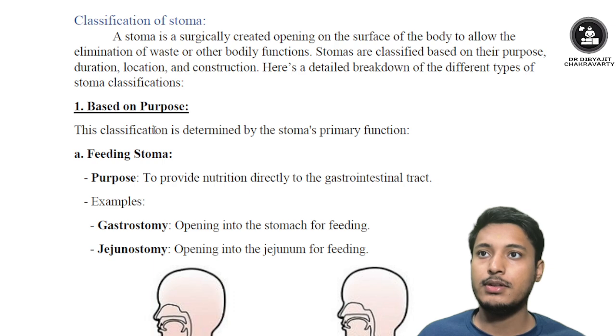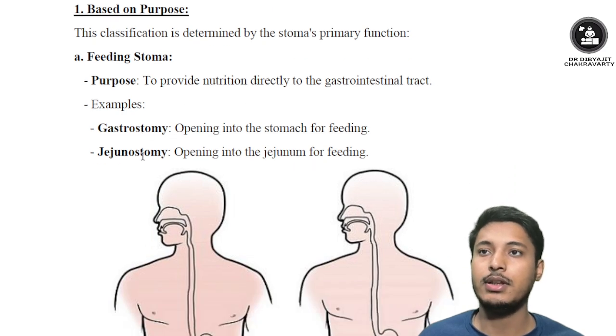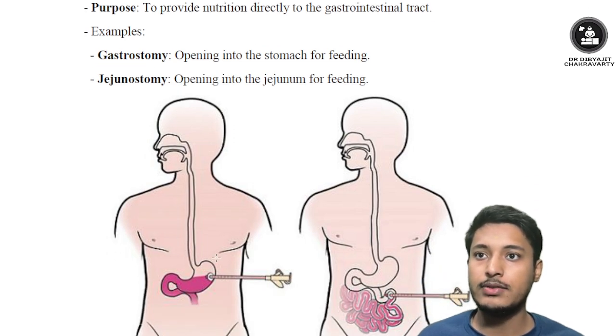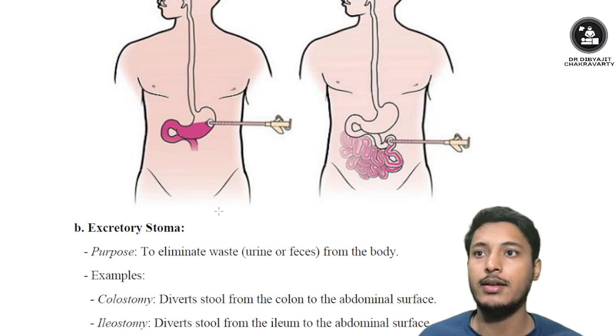Based on the purpose, this classification is determined by the stoma's primary function. Firstly, being the feeding stoma. The purpose of the stoma is to provide nutrition directly into the gastrointestinal tract. For example, gastrostomy, which is an opening into the stomach for feeding, like shown in this diagram. Jejunostomy, where the feeding tube is directly inserted into the jejunum, as shown in this diagram.